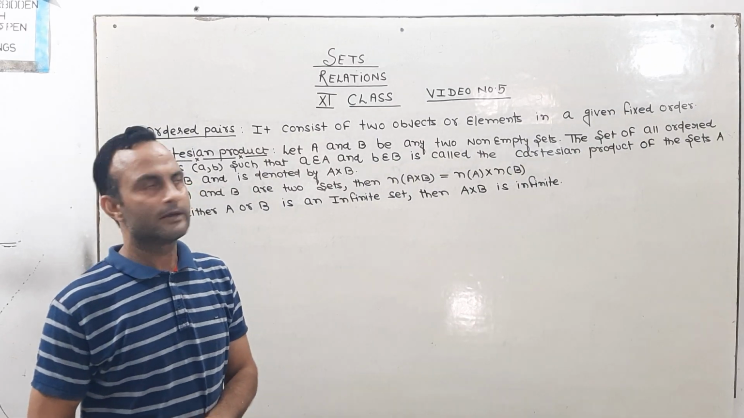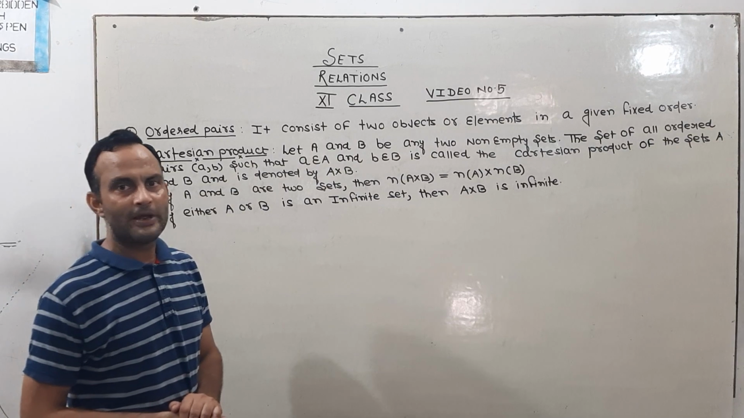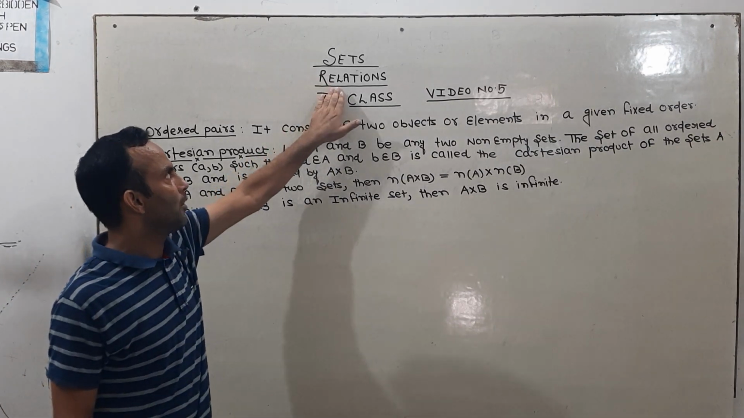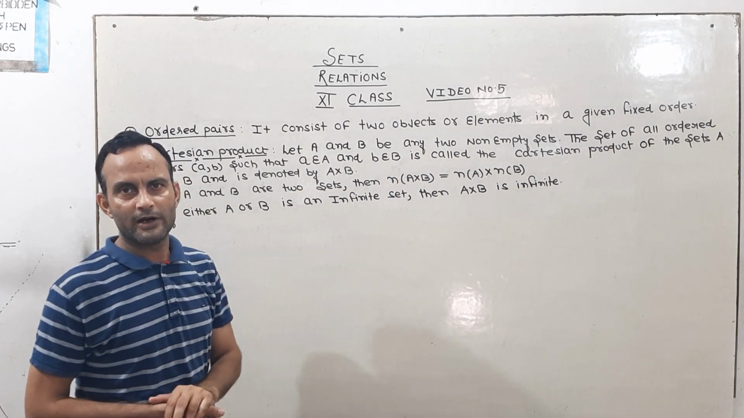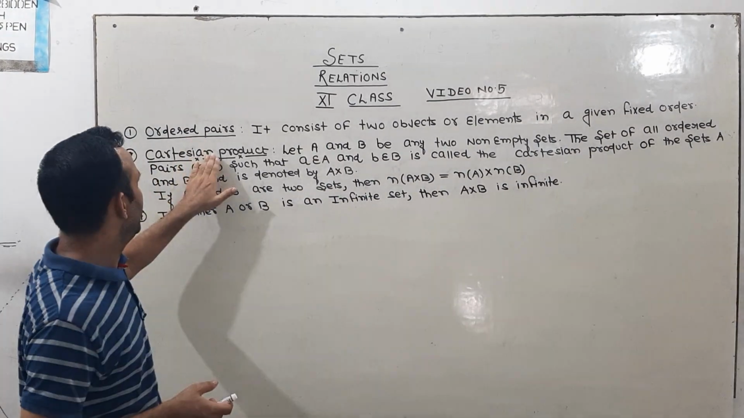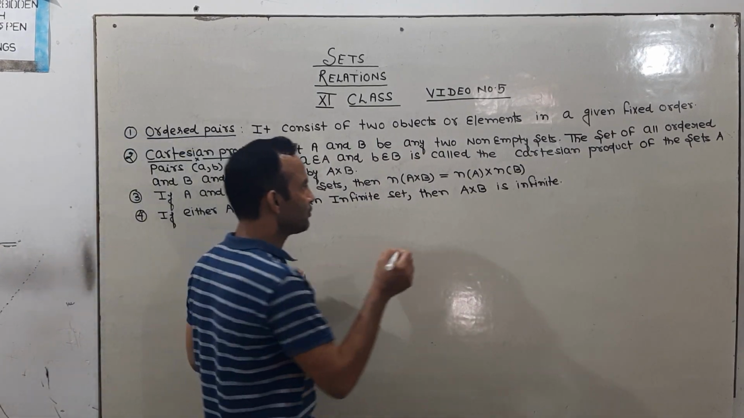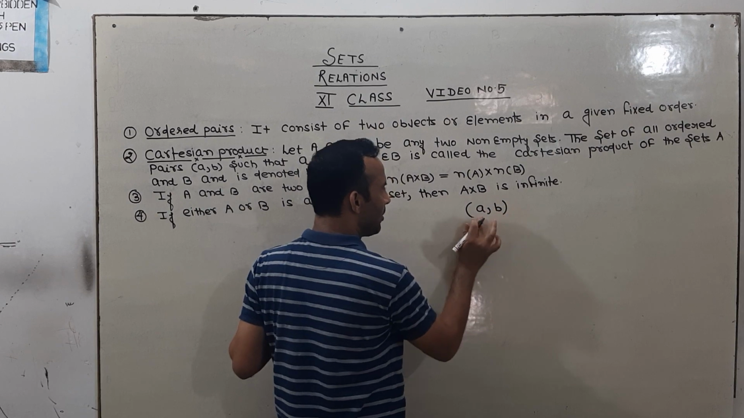Students of class 11. My dear students, today I am going to start a new topic in set theory, and that new topic is relations. My dear students, before discussing the topic relation, we have to know some basic terms like ordered pair and the Cartesian product.